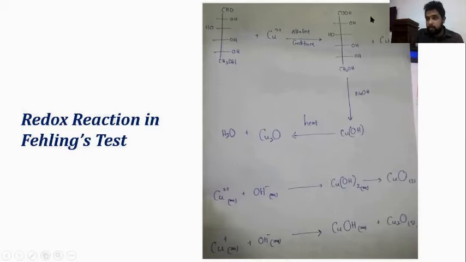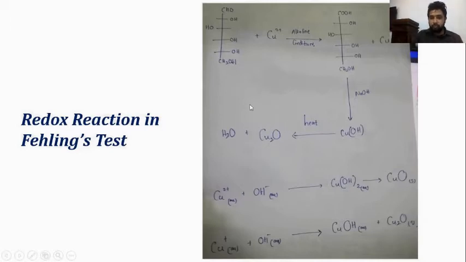You know that the Fehling solution contains a basic medium, so this Cu+ can react with sodium hydroxide and form cuprous hydroxide, Cu(I) hydroxide. When we perform heating, this cuprous hydroxide will turn into cuprous oxide. This is the brick red precipitate, cuprous oxide.